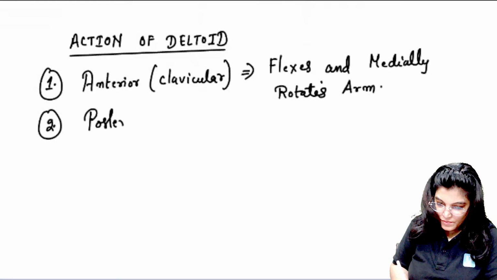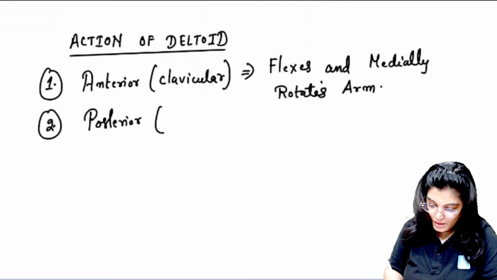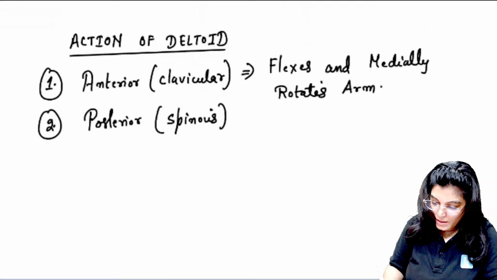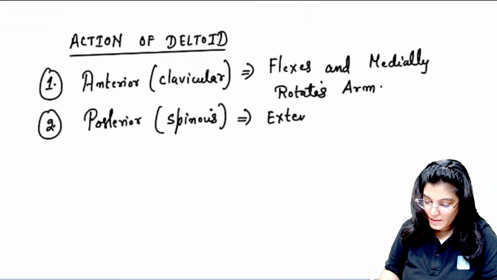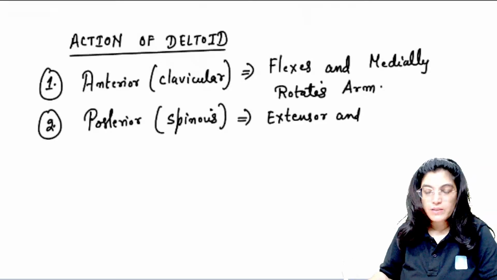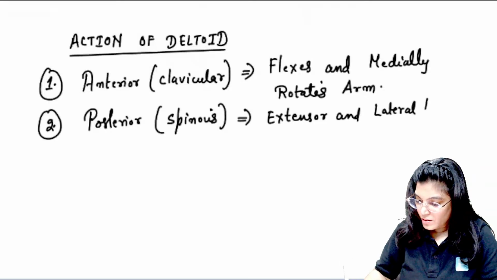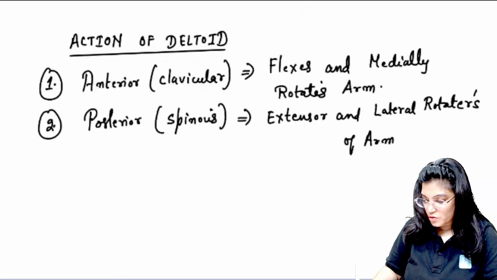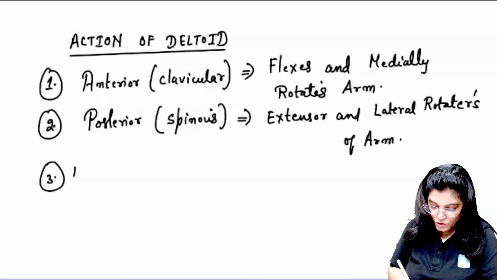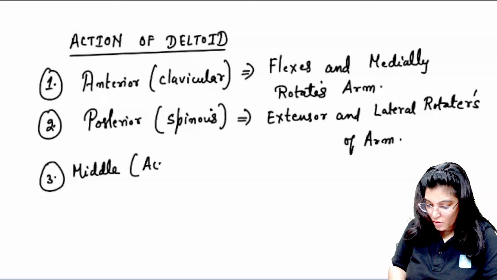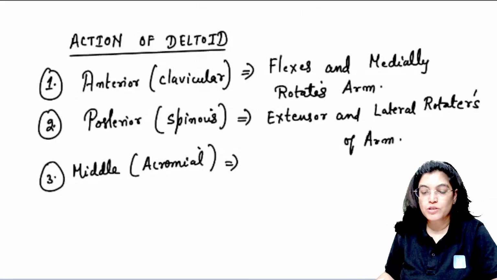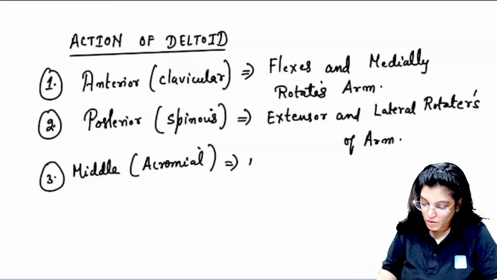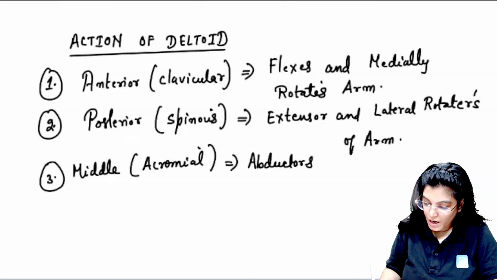Its posterior fibers, which are also called the spinous part, are extensors and lateral rotators of arm, shoulder joint. And the middle fibers, the most important action is of middle fibers, which are called acromial fibers of deltoid muscle. These fibers are abductors of arm.